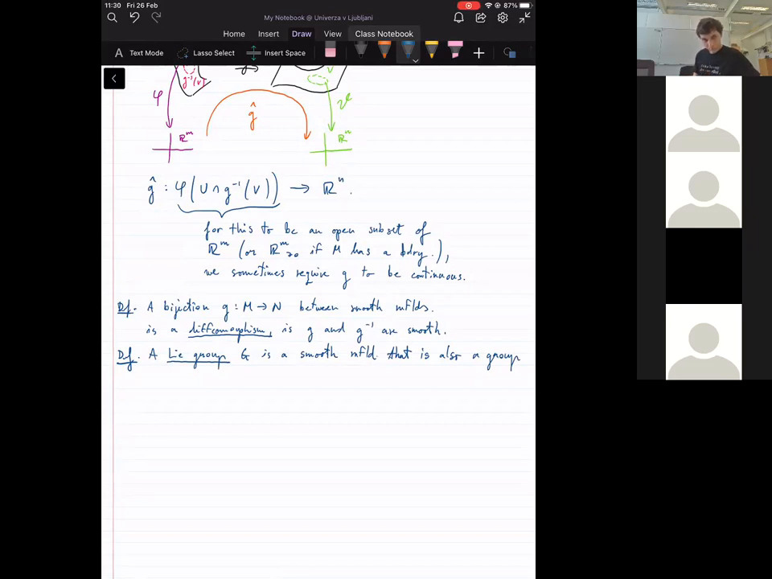So the basic operations have to be smooth. They have to be smooth with respect to the smooth structure.